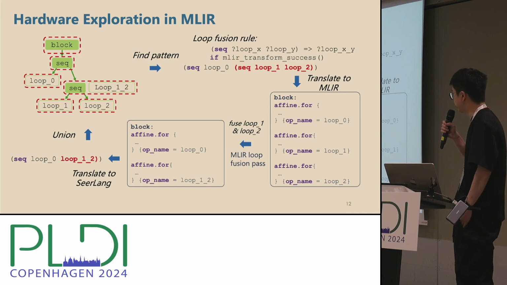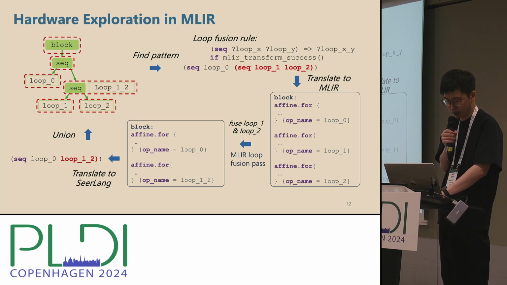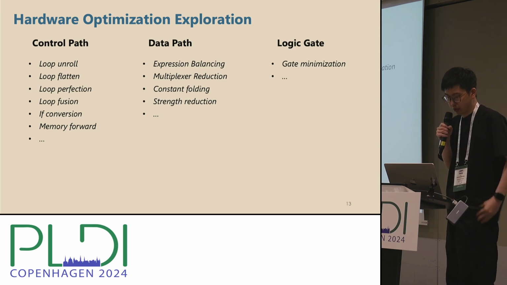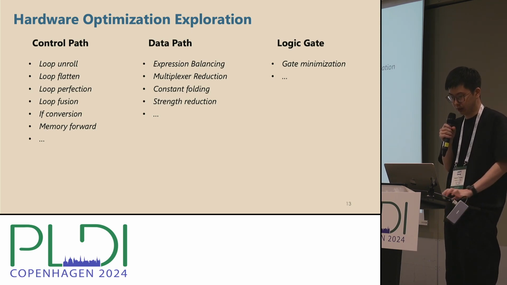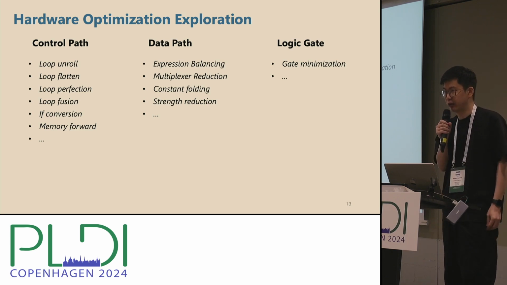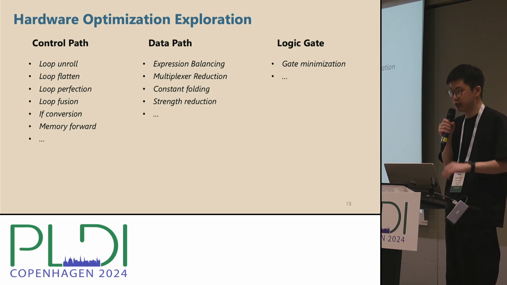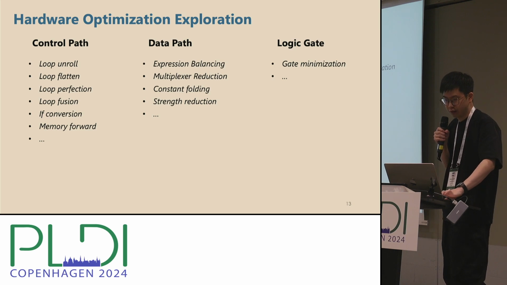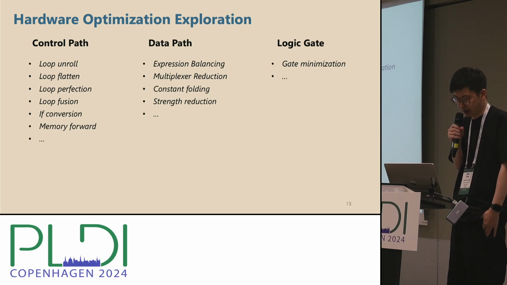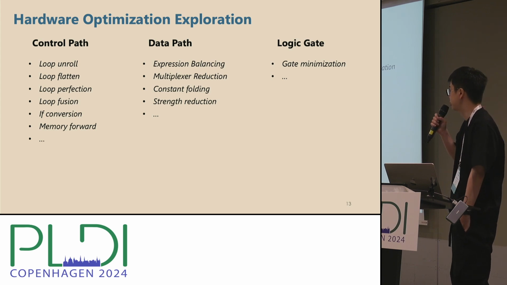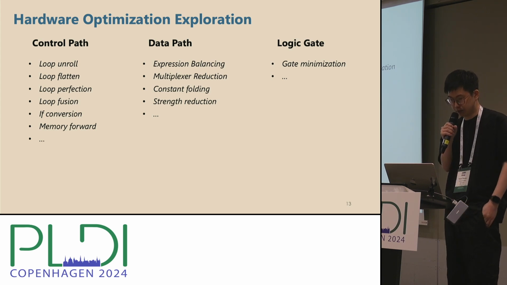Then we have a new representation in the eGraph, and that allows us to explore everything at the same time. And this is not just loop fusion. There are a variety of program transformations carried out in compilers. There are typically 3 groups of transformations at different abstractions. The first one is control flow level transformations, which change the control flow graph of the original program. Particularly in this work, we target transformations for for loops and if statements.